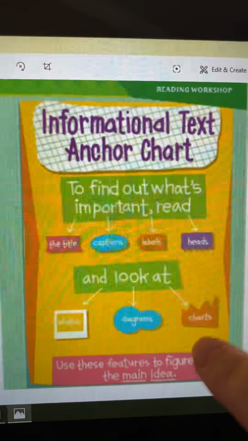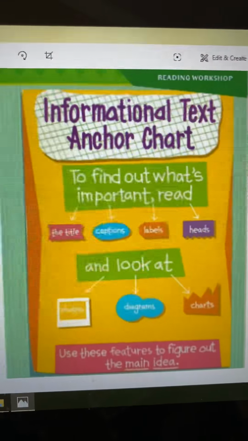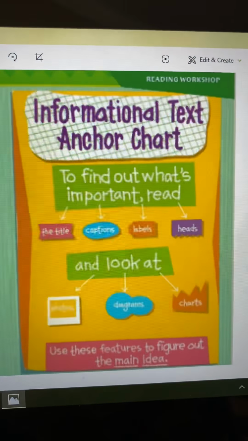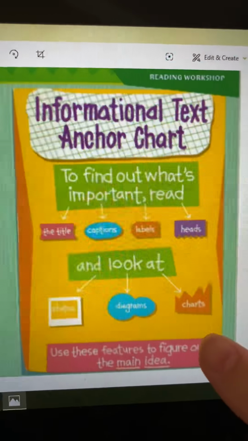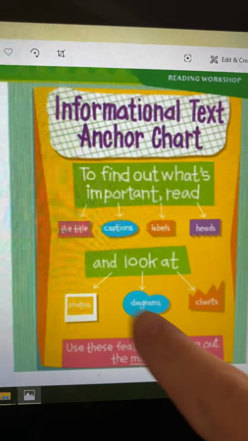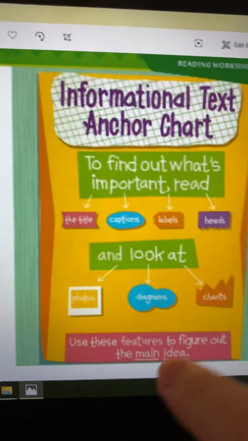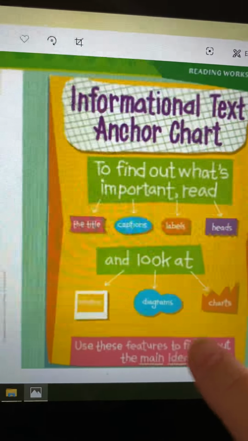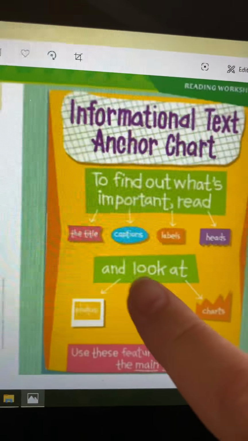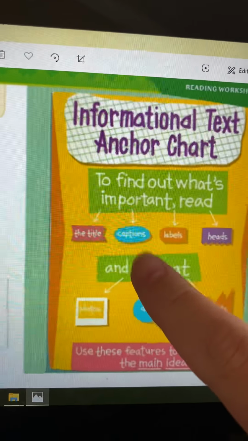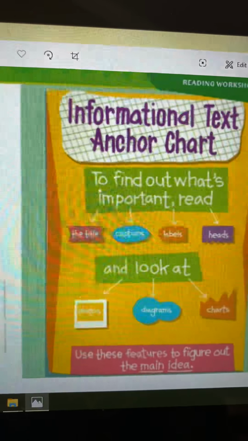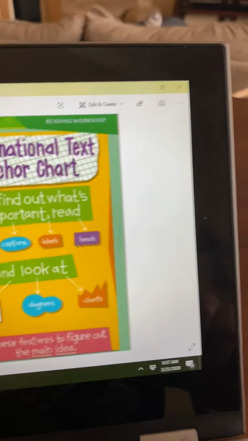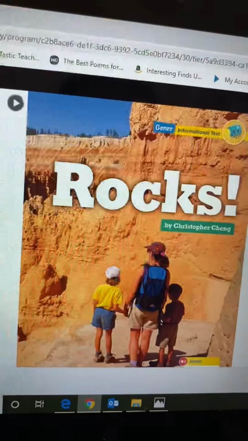So let's remember, we read informational text to get information. And then the author will help us get that information by including these text features. So we're going to see the photos, the diagrams, the charts. You're going to see the title. You're going to see captions and labels. And then you'll also find your headings in there. Okay, so let's take a look at what it looks like for this week.